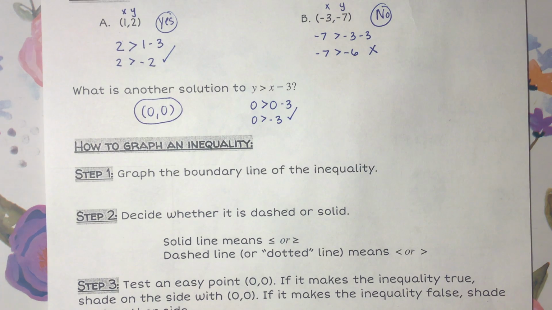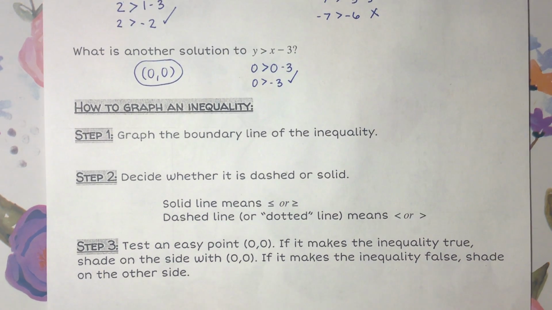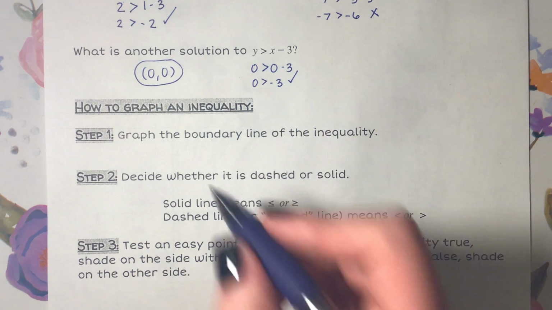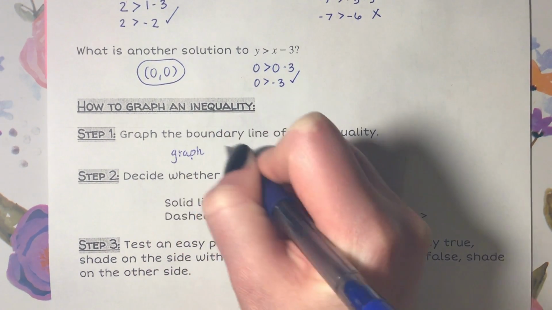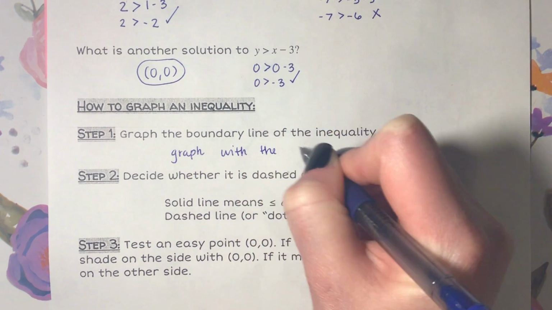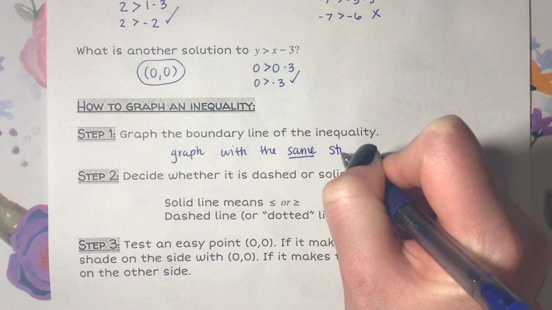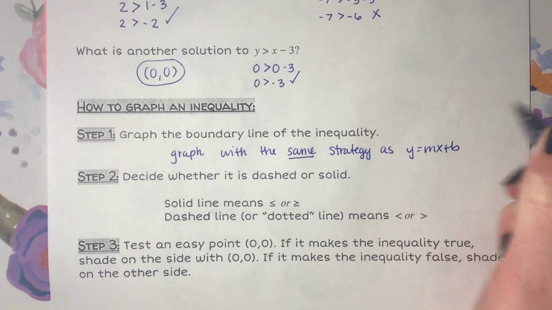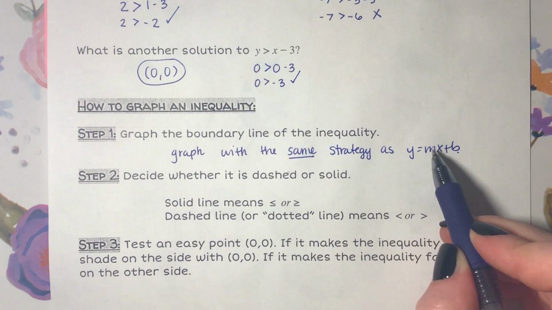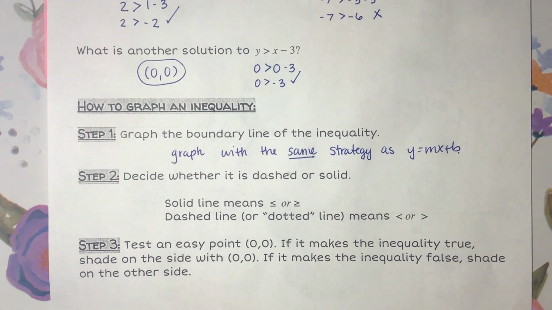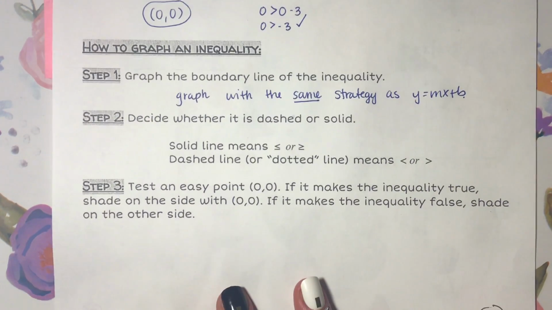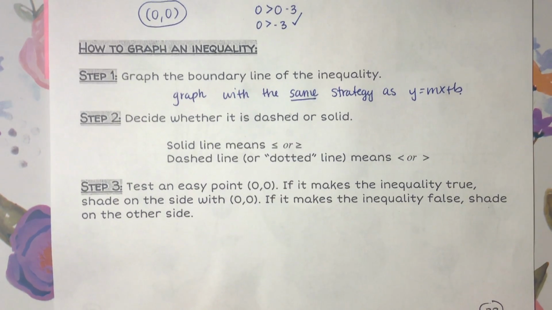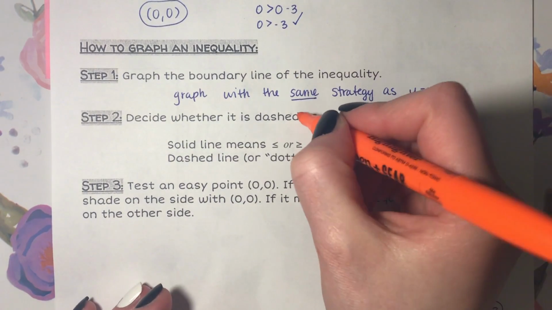So now, how are we going to graph these? First of all, you're going to graph the boundary line of the inequality. This works the same as the way you would graph an equation. So graph with the same strategy as y equals mx plus b. You're going to start with your y-intercept and use your slope from there. We're not changing that. The difference now is to decide whether it is dashed or solid. That's something new, dashed or solid.